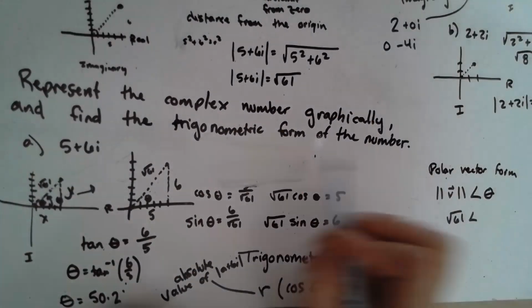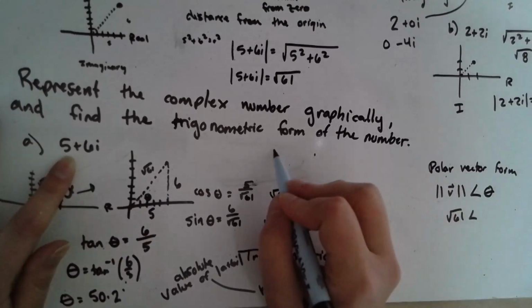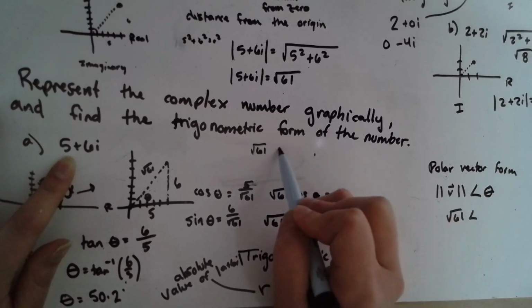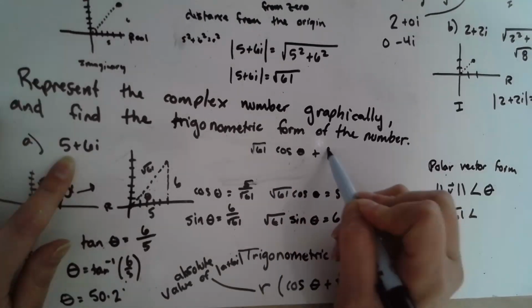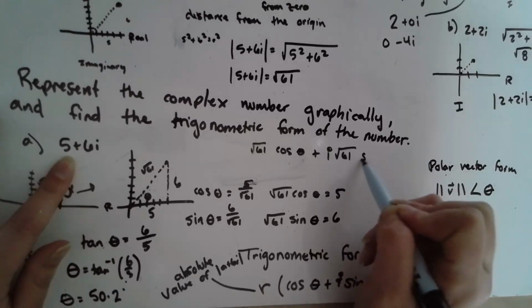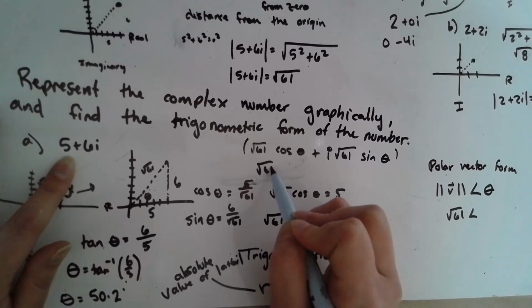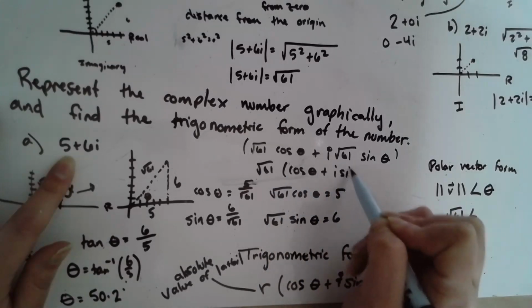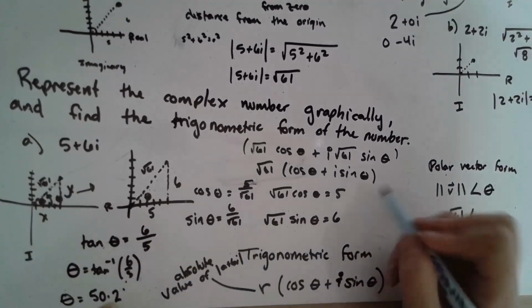Okay. So if you look at this complex number, this is 5 plus 6i, which is the same thing as square root 61 cosine theta plus i square root 61 sine theta. And we could take out the square root 61, so cosine theta plus i sine theta. And in our case, theta was the 52.